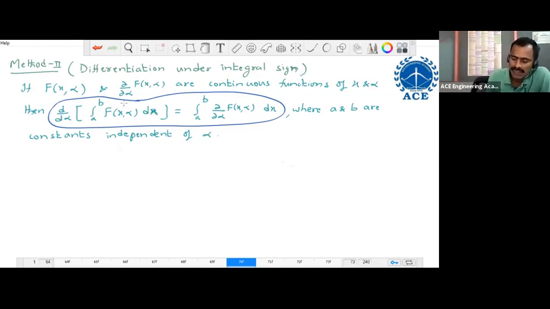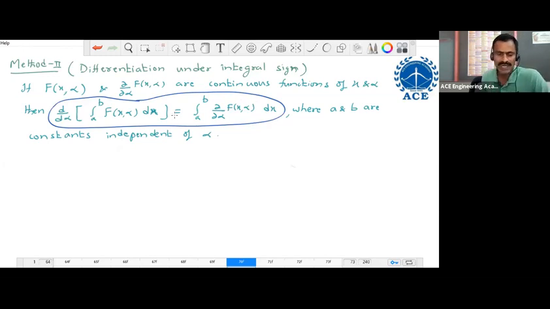The integral is with respect to x only. Whenever the integral is with respect to x and it is a function of x and alpha, here alpha is a parameter only. If we differentiate this integral with respect to the parameter, not with respect to the variable x, we are differentiating with respect to the parameter only. And this will be written like this. When you shift this d by d alpha inside, it becomes a partial derivative, because f is a function of two variables here.